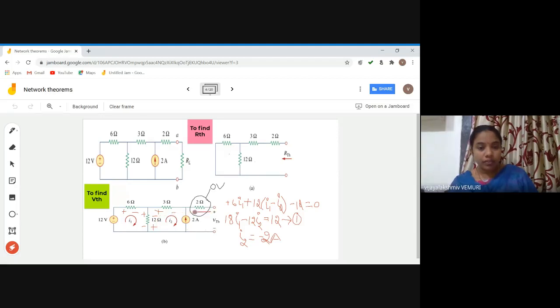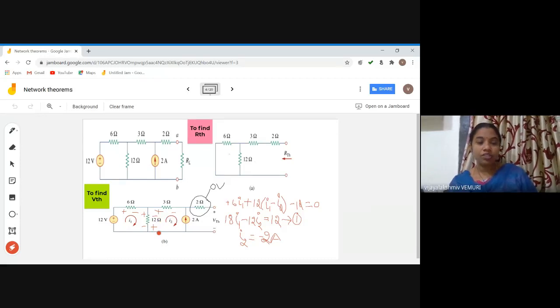That means drop across this one according to the direction of I2, and drop across this 12 ohms according to the direction of current which is flowing through 12 ohms. So if you just take the algebraic sum and equate it to 0 in this loop, excluding this 2 amps, excluding this 2 ohms, then you can find out the Thevenin's voltage. What I mean to say is Thevenin's voltage is nothing but the drop across 3 and 12 both.